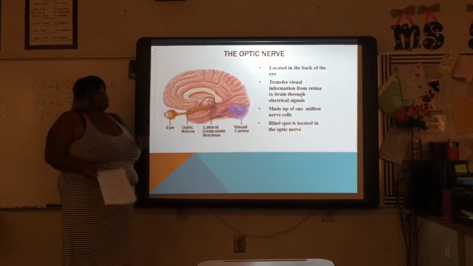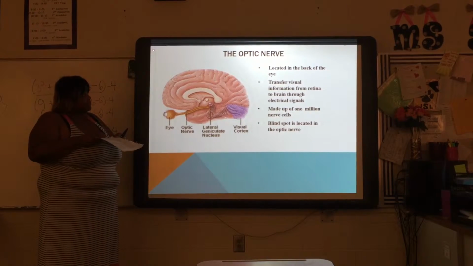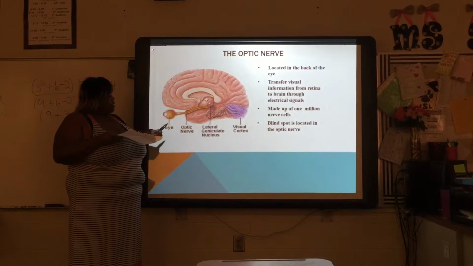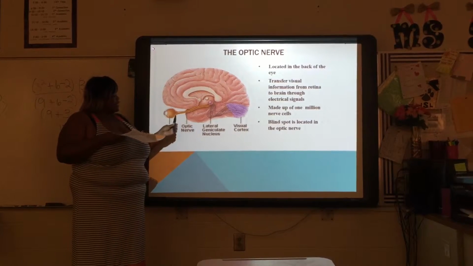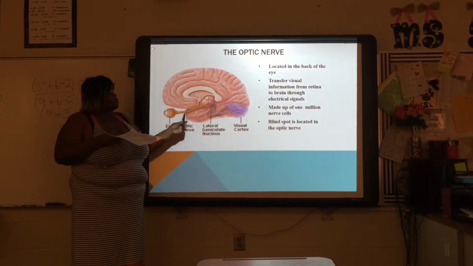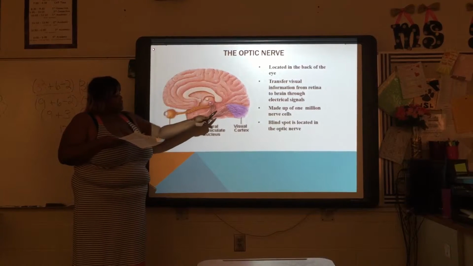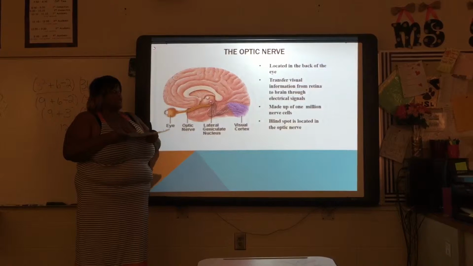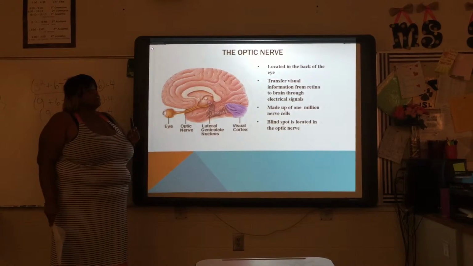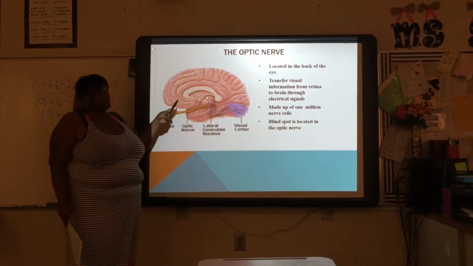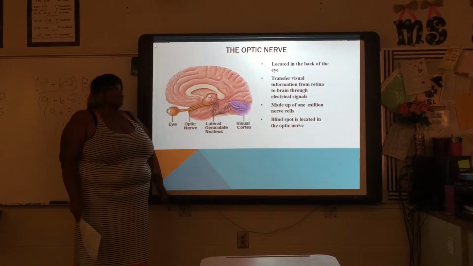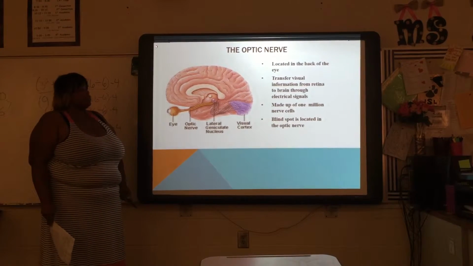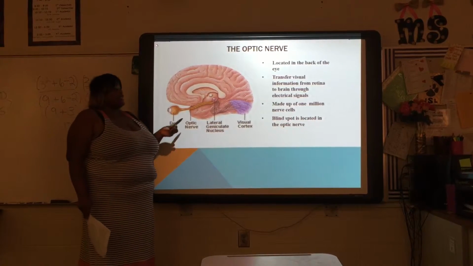The optic nerve is located in the back of the eye. And in the picture I have right here, the optic nerve is at the end of the eye right here, and it goes up into the brain. And then you have electrical signals that send it to the cortex to tell you what exactly you're looking at. It transfers visual information from the retina through the brain through electrical signals. They make up 1 million nerve cells, and your blind spot is located in the optic nerve.